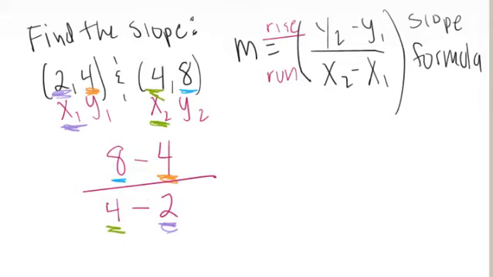But we have it in. Now we just have to do some basic arithmetic. 8 minus 4 is 4. 4 minus 2 is 2. I can reduce this. 2 goes into 4 twice. And there's my slope. There it is.